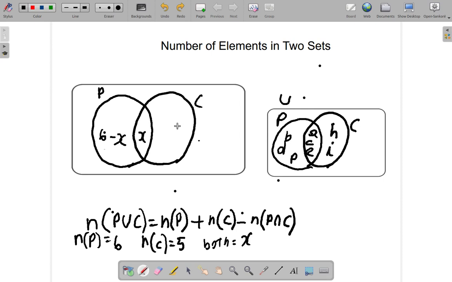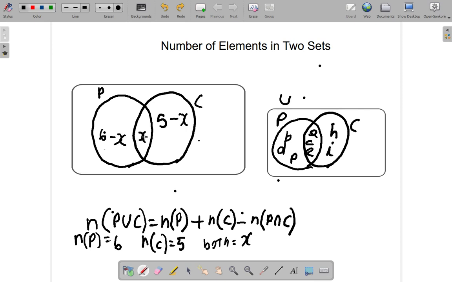Then in C there are 5. You cannot put just 5, because X is also in C. You don't care whether it is in P as well. As long as it is in C, it is in C. So this would be saying there are 5 plus X elements in C. But that would be wrong, because the statement says there are only 5 in C. So you'd have to say 5 minus X is here, plus X in the intersection. Alright?